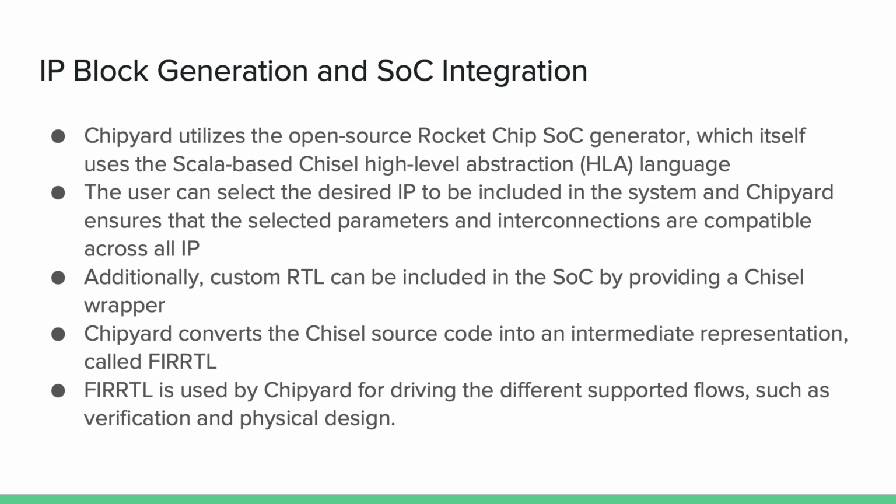All that is needed from the user is to provide a Chisel wrapper, and then Chipyard converts the Chisel source code into an intermediate representation, which is called FIRRTL. This stands for Flexible Intermediate Representation for RTL, and it is a bridge between the high-level Chisel language and the lower-level HDLs like Verilog. FIRRTL is used by Chipyard for driving the different supported flows, such as verification and physical design.